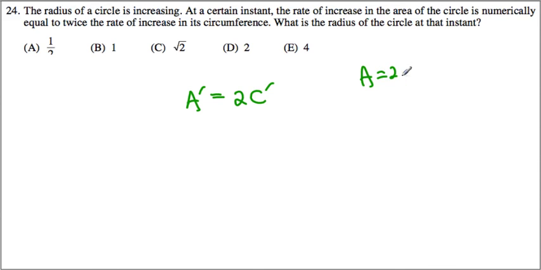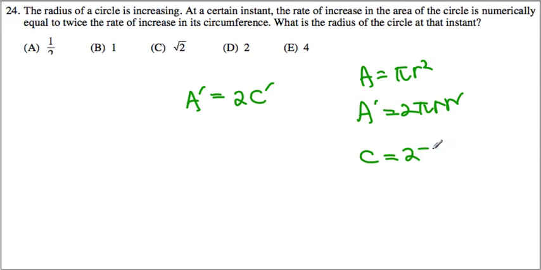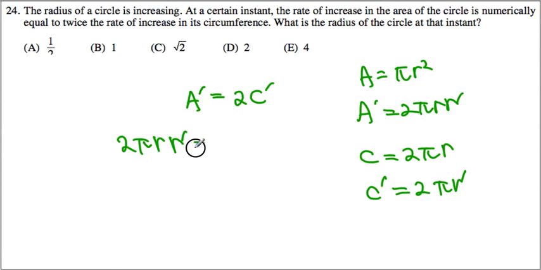Area is equal to pi r squared. Therefore, A prime becomes 2 pi r r prime. How about circumference? Circumference is 2 pi r. So therefore, C prime becomes 2 pi r prime. The fact that they have to be equal to each other in this way, so we have 2 pi r r prime has to be equal to 2 times 2 pi r prime.